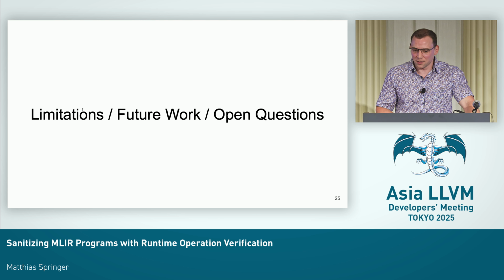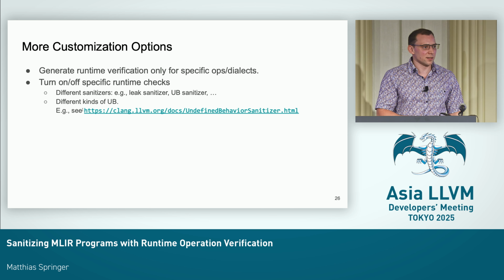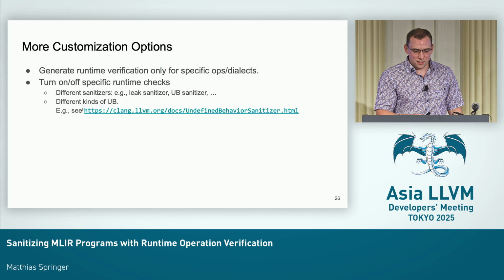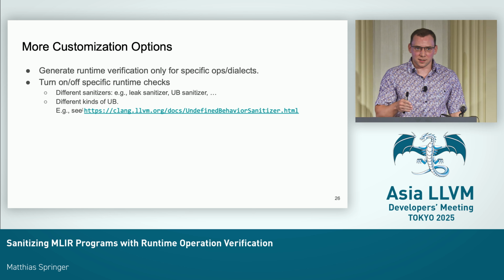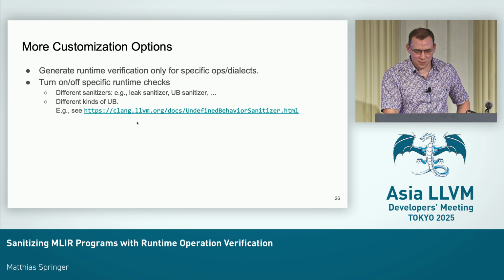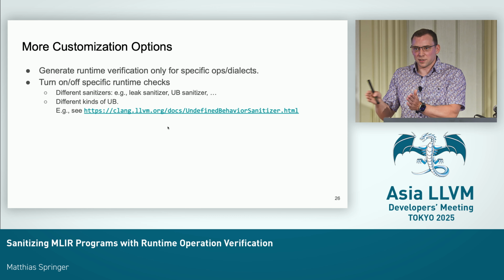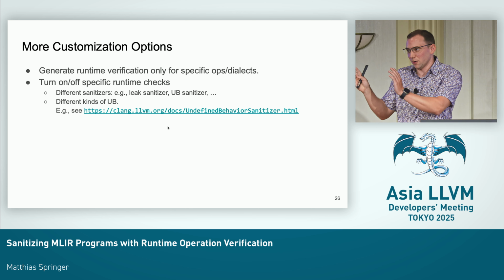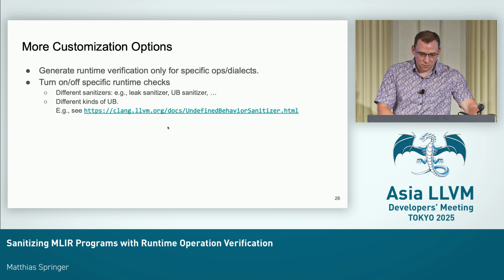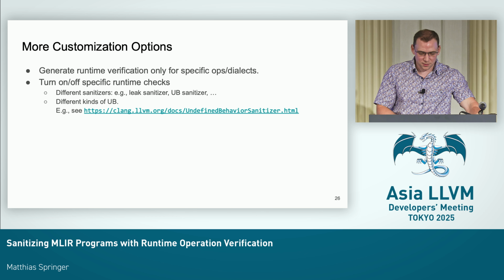Okay, some limitations and future work. First of all, I think we need some more customization options. The generated runtime verification path is quite simple. It doesn't have any customization options at the moment. I think we will have to classify the kinds of things that we want to verify into different categories, kind of like the undefined behavior sanitizer in LLVM, which has a lot of flags and a lot of different things that you want to look for. You can selectively enable checks only for, I don't know, pointer checking or stuff like that. Also, we probably need a way to trigger verification only for specific operations or dialects.